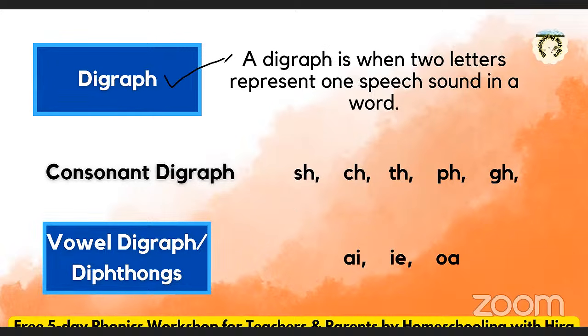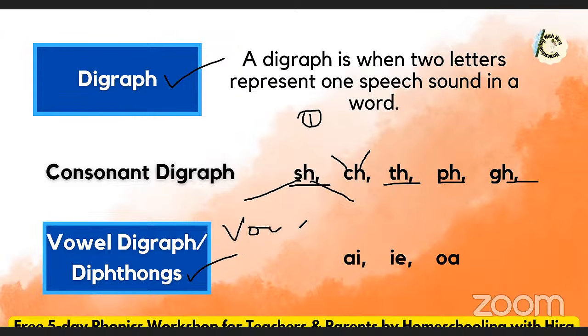Digraph, I'll go fast because this is something most of you know. A digraph is 2 letters together making a single sound. S sounds s, H sounds h, together they make sh. CH, C sounds k, H sounds h, together they make a new sound. A digraph is when 2 letters together represent a single sound. TH together represent a single sound. PH, GH, it is like this. Vowel digraphs and diphthongs.